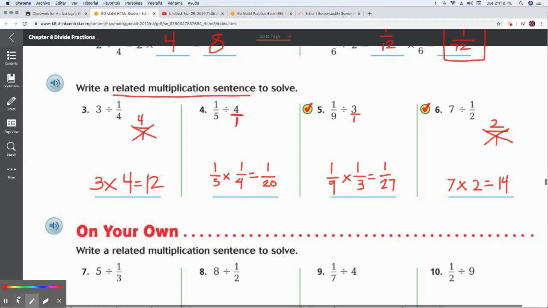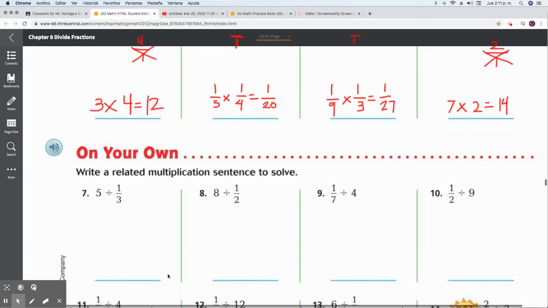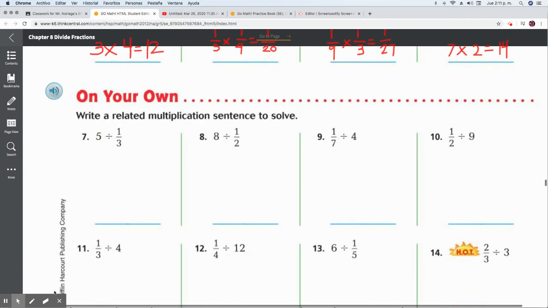A few more and then I'll let you work on your homework. Number 7, write a related multiplication sentence to solve. Again, we're using a related multiplication sentence to solve. Why? Because division and multiplication are inverse operations. So the dividend 5 stays the same. We change our symbol to times. We flip our fraction to use its reciprocal, 3 over 1. Again, we do not need to write the 1. We just write the numerator and then we multiply 5 times 3. Our answer needs to be a whole number greater than our dividend.